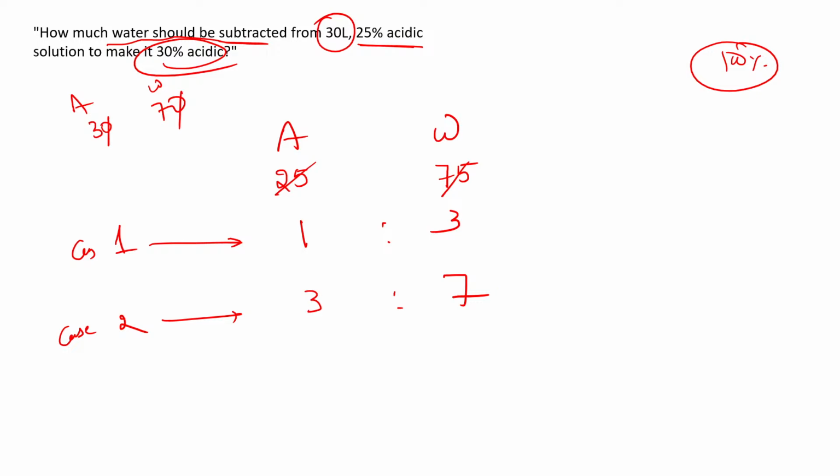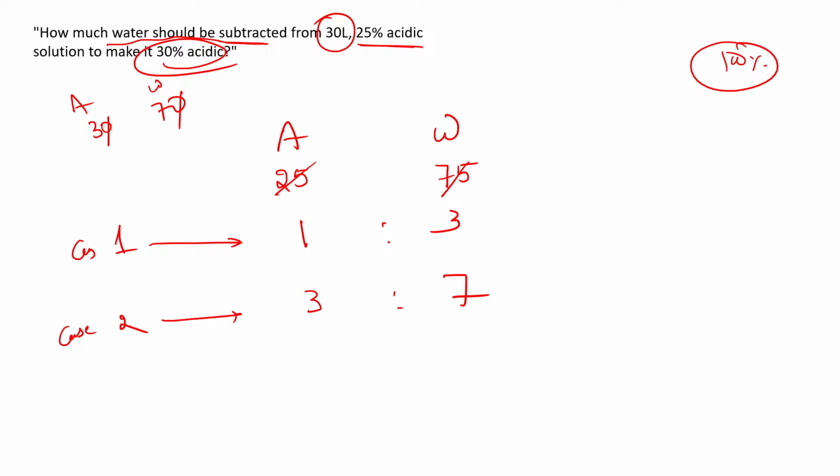Remember, first step we are having 25% acidic solution. 25% acidic means we are having 25% as acid and remaining 75% as water. So the ratio here is 1:3. Now when we want to make it 30% acidic, that means it has to be 30% acid in the solution, then remaining 70% should be water. So 30% acid and 70% water means the ratio is 3:7.